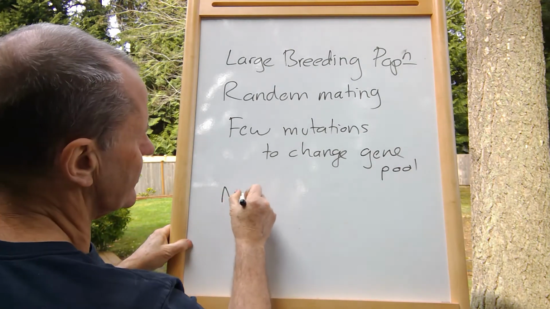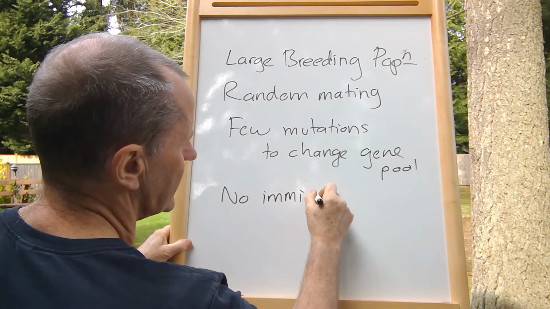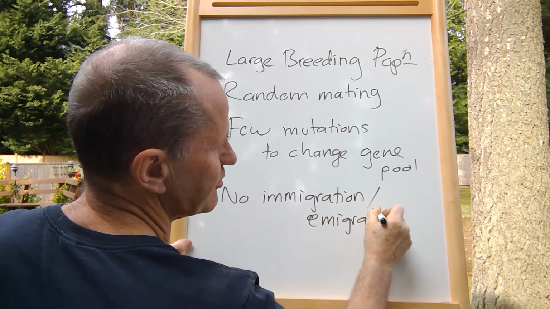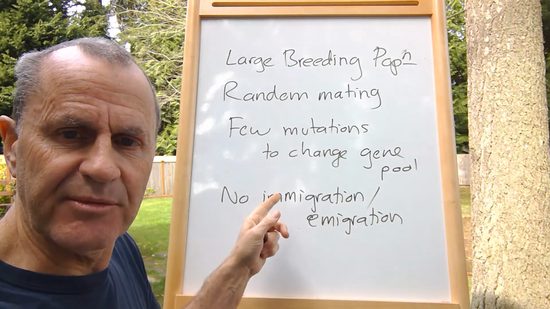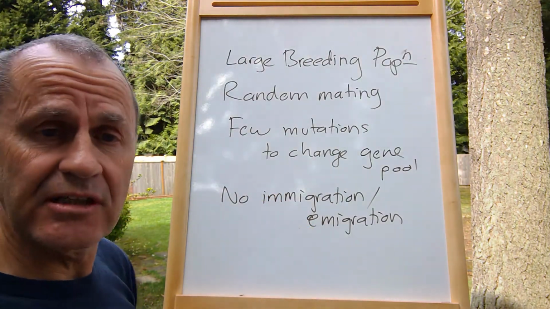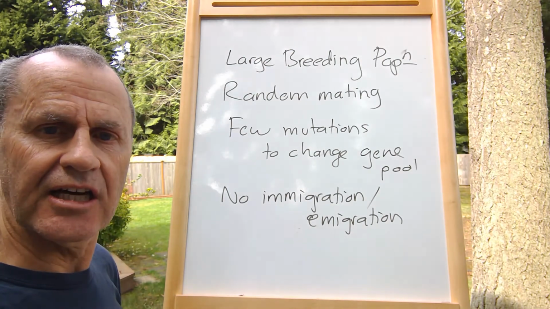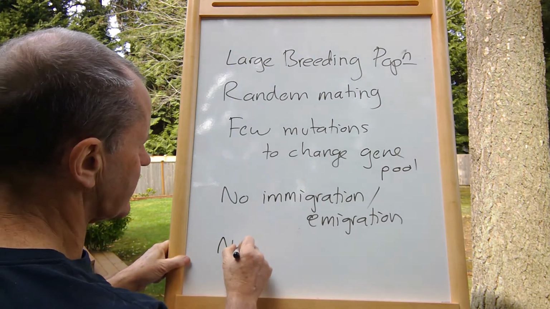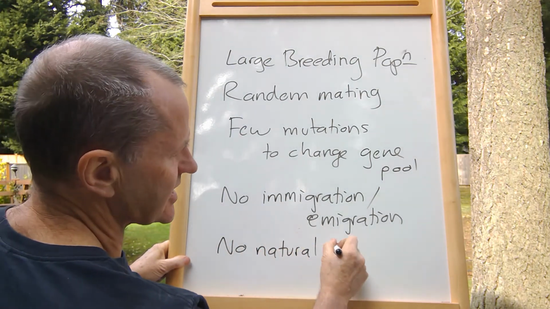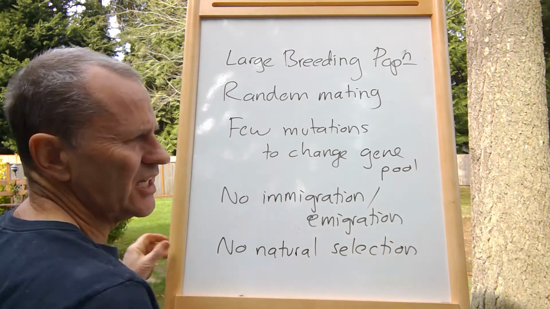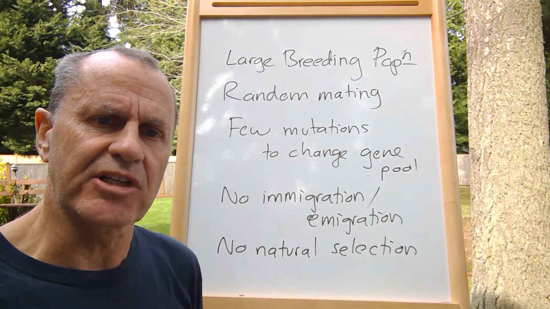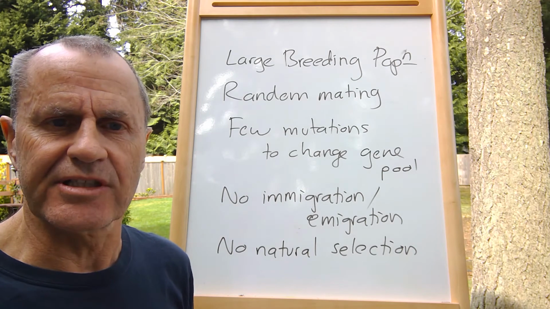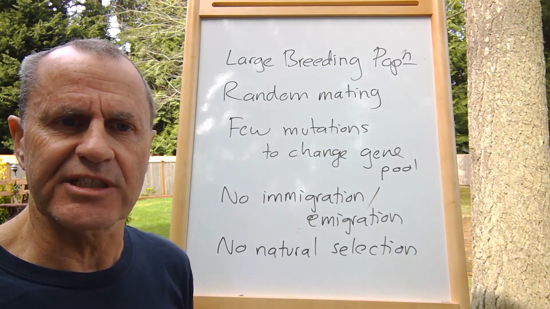Then we're going to look at the idea of not much immigration or emigration. So we've got a stable population where not many individuals come in from outside bringing new genes, and not many individuals leave, taking out genes and weakening the gene pool. And the final thing is there's no natural selection. So we're looking at maybe a situation like the blood types, where there's not much that selects a type B blood type person over a type O person, and there's very little difference in the survival potential of those.